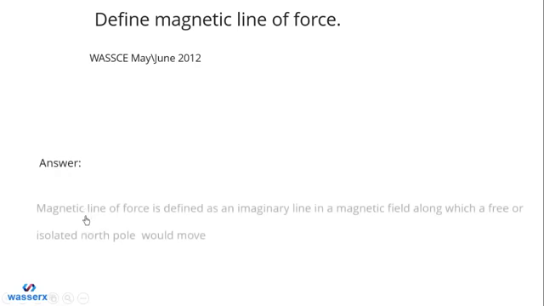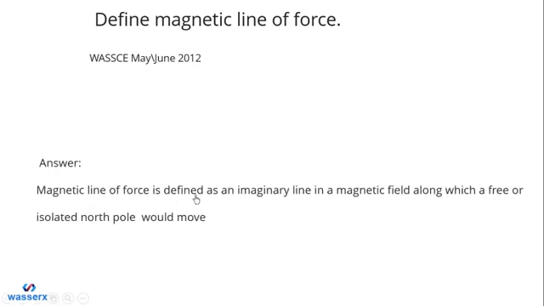We have this question here from WASSCE, May/June 2012. Define magnetic line of force. A magnetic line of force is defined as an imaginary line in a magnetic field along which a free or isolated north pole would move.